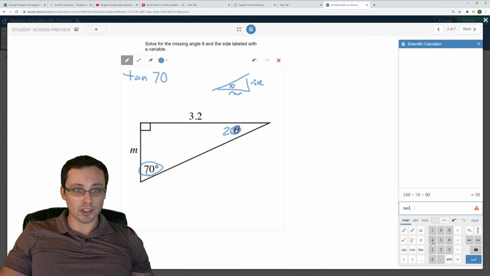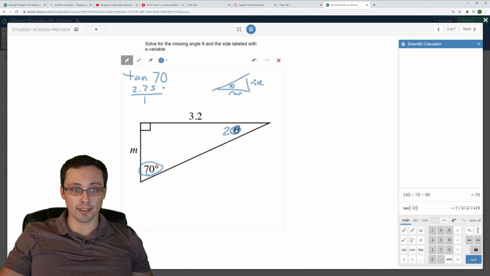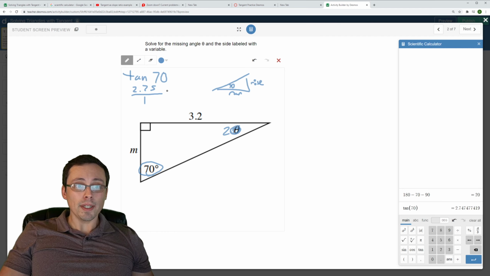So we're going to go tangent, and we're going to type in 70. And that comes out as about 2.75. Let's just round it to 2.75. Okay? So our calculator is saying that that's the slope. If you want it to look more like a normal slope, you could put a 1 on the bottom to make it look like a rise over run, because dividing by 1 doesn't do anything, so that didn't change the value.